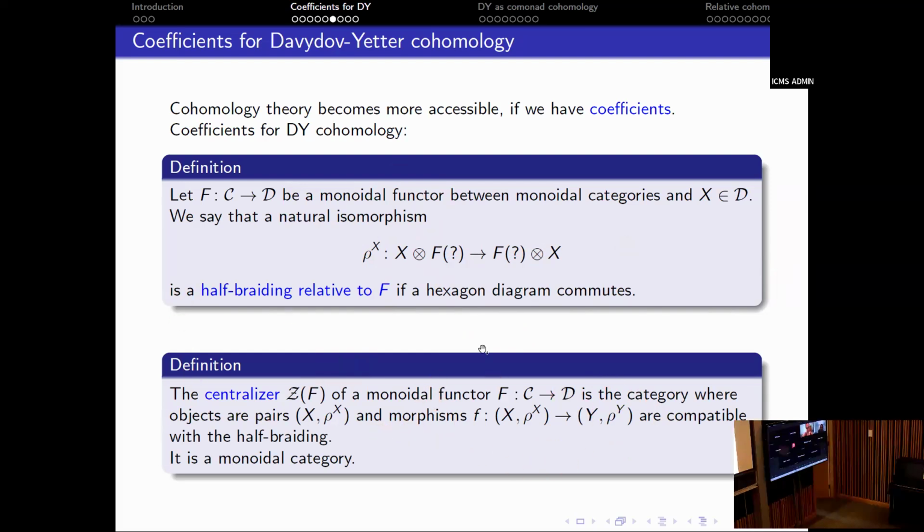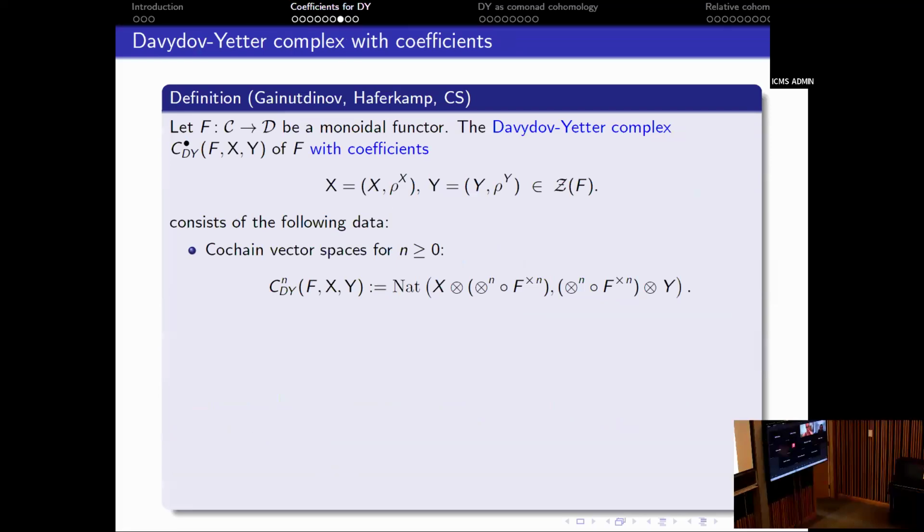Of course, everybody here has seen this in special cases. Take F to be the identity, and you get back the Drinfeld center. It's a generalization of the Drinfeld center, and that's where you should look for the coefficients. Good.